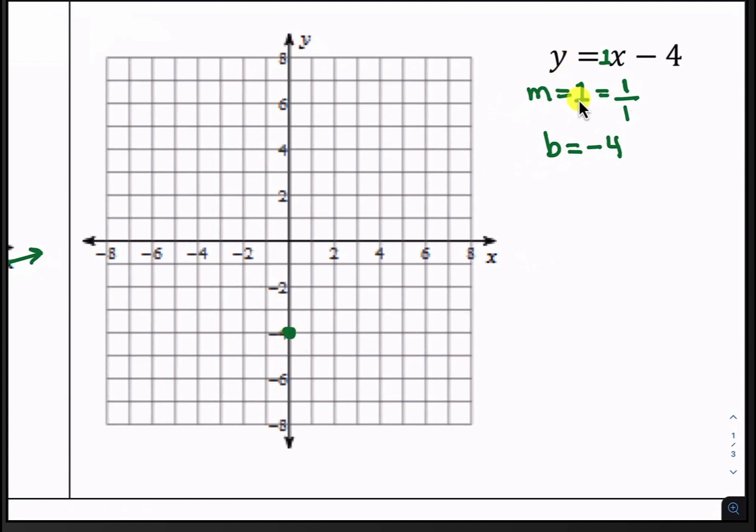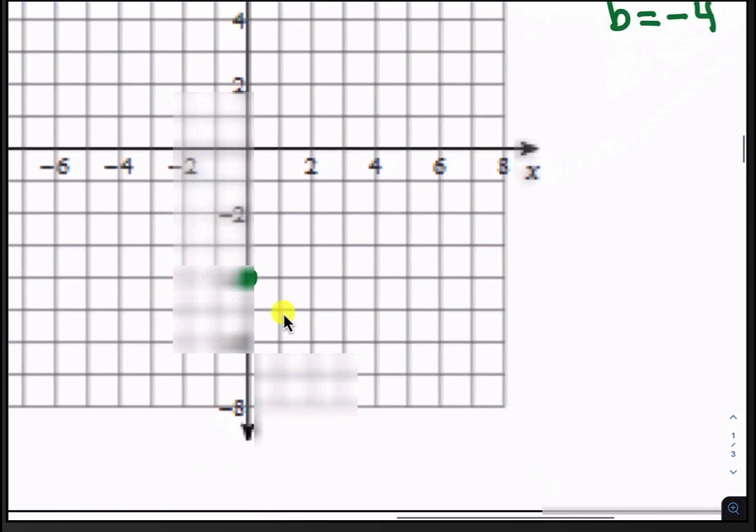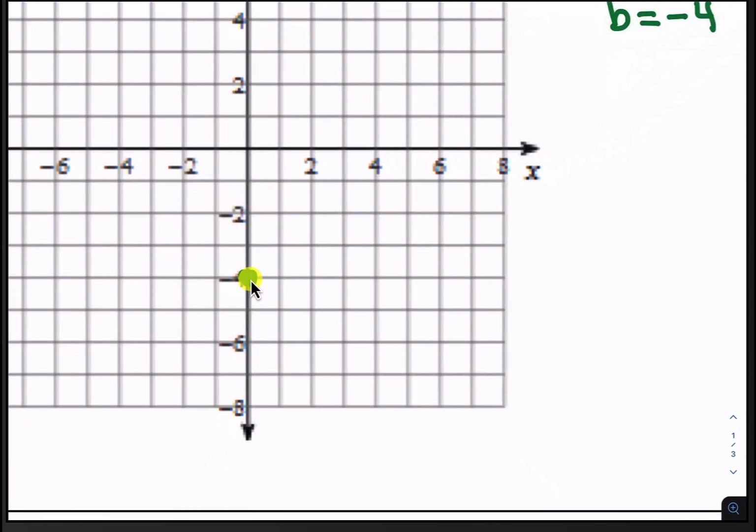Our slope is 1, which is 1 over 1. So we will start at our y-intercept of negative 4, and we will go up 1 and then to the right 1, and that's a second point. Repeat that process. Go up 1 and then to the right 1, and we have a third point. Repeat that process again. Go up 1 and to the right 1, and we have a fourth point. All right, that is enough for us to draw the line. So our line is just going to be going through these 4 points. And that is the graph of this equation.